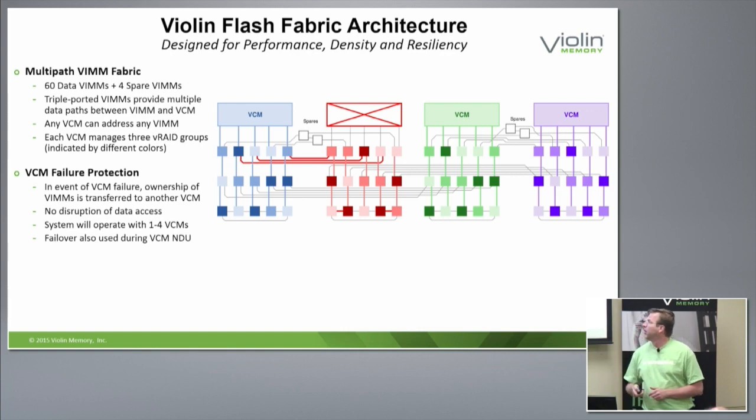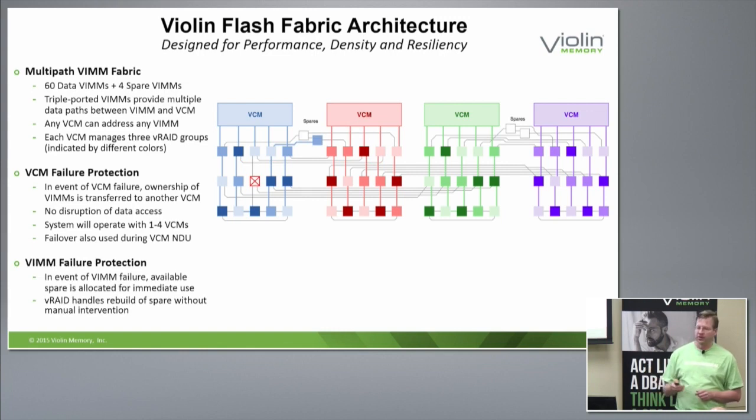The tree fabric also gives us the ability to handle VIM failures. In a similar manner, if you see this X'd out box here, if that VIM has been removed or has a hardware failure of some sort, the fabric will reconfigure and use one of the spares as an alternate for that missing VIM. At the next higher level, the V-RAID controller will handle rebuilding RAID onto this new spare, but it's all done without any direct hands-on intervention by an administrator.